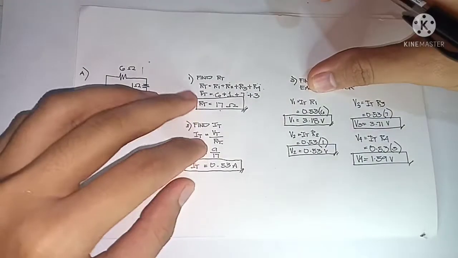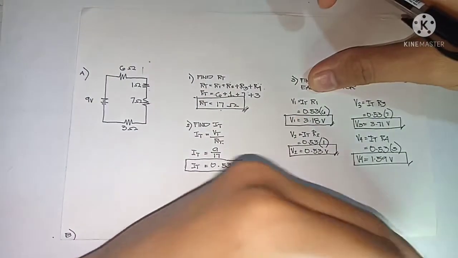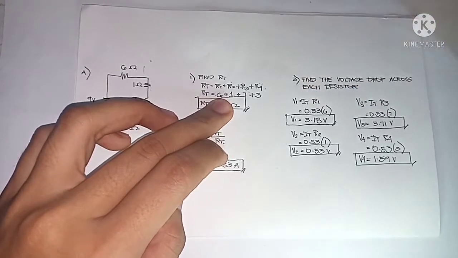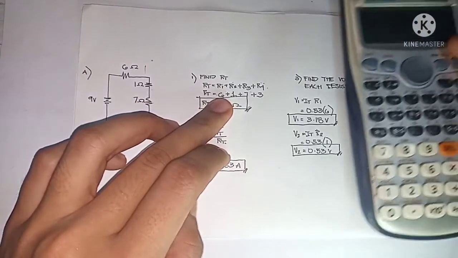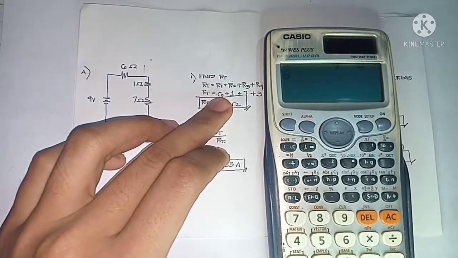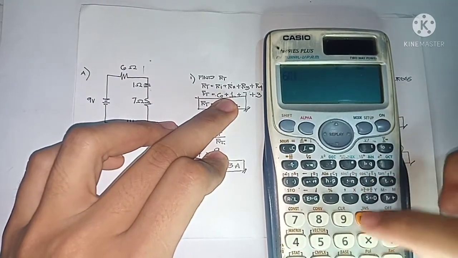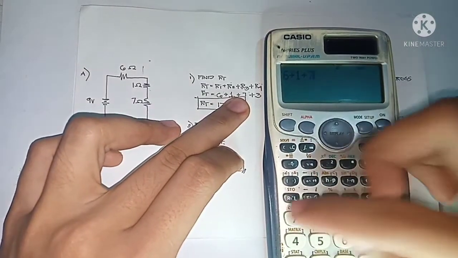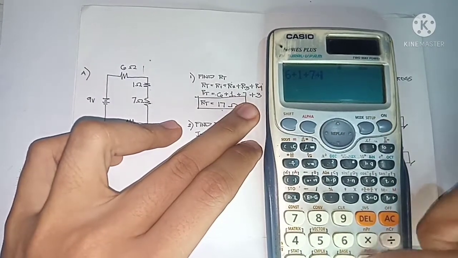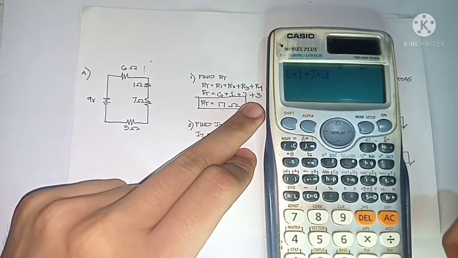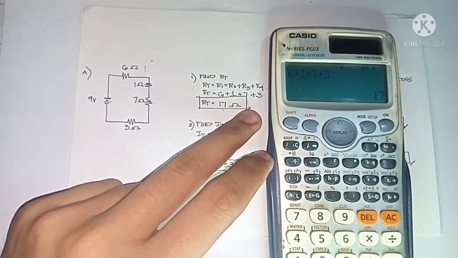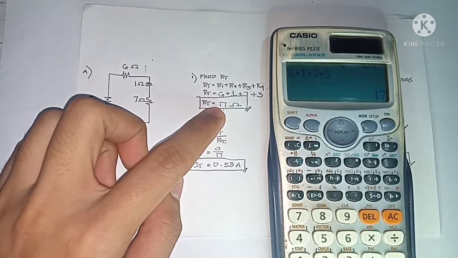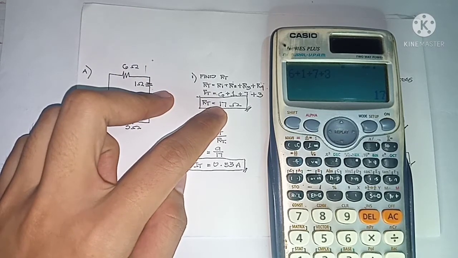Since it has 4 resistances, RT is equal to 6, which is resistor 1, plus 1, the resistor 2, plus 7, the resistor 3, plus 3, the resistor 4, is equal to 17 ohms. So the total resistance in the series circuit is 17 ohms.